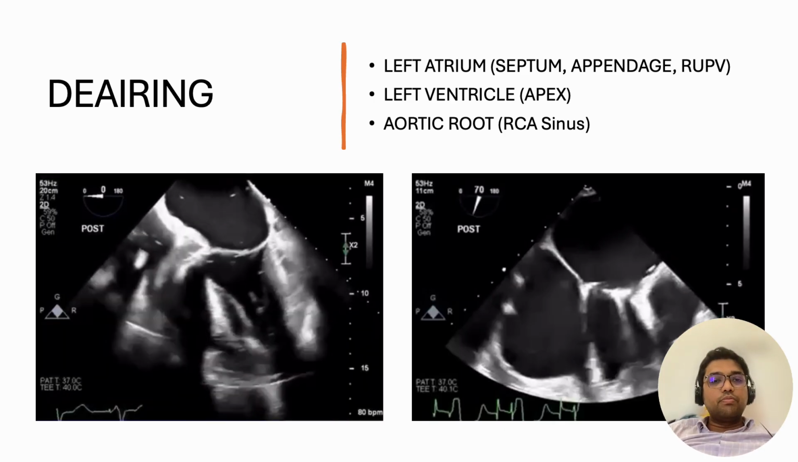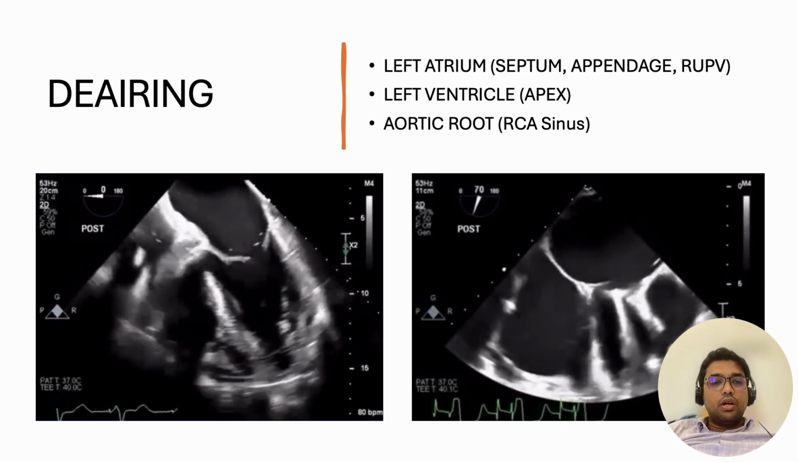Now, deairing is the most important function of your TEE in your post-CPB examination, where you will have to look for any intracardiac air entrapped in the left side of your heart, and you have to look in the midesophageal four chamber view, midesophageal RV inflow view, and midesophageal long axis view. And you have to be very much sure that in the left atrium, the most common sites where air gets entrapped are the right upper pulmonary vein, septum, and appendage. In your left ventricle, make sure there is no air bubble entrapped in your apex.